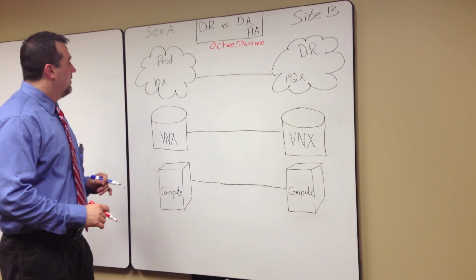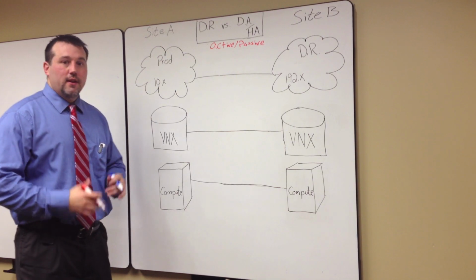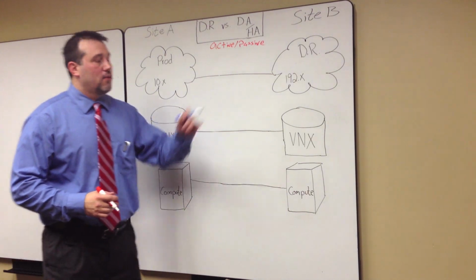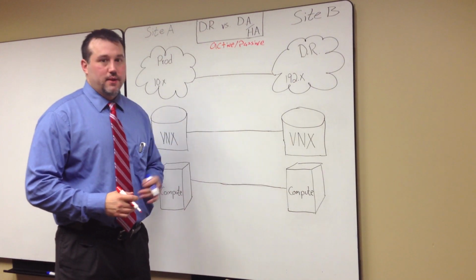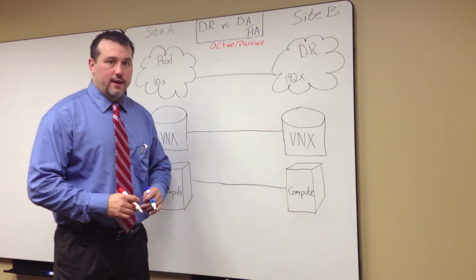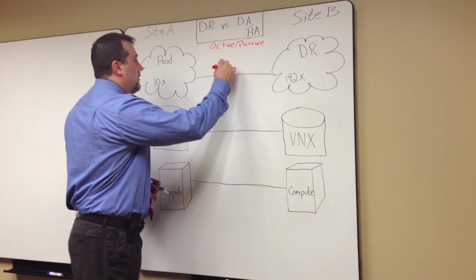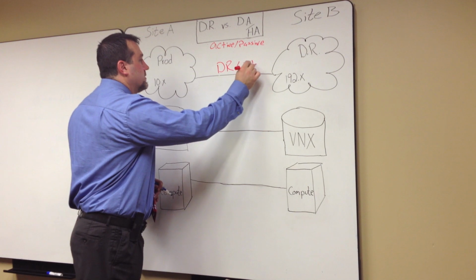Also, you see we have a 10.x network, a set of VLANs, a subnet that's for production. And DR is going to have its own subnet, its own VLANs. Represented here is 192.x. Also, you're typically going to have a standard DR link for communications.